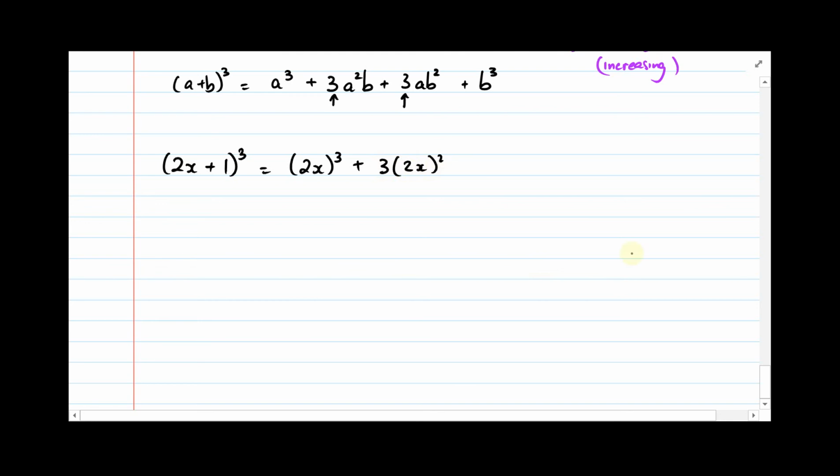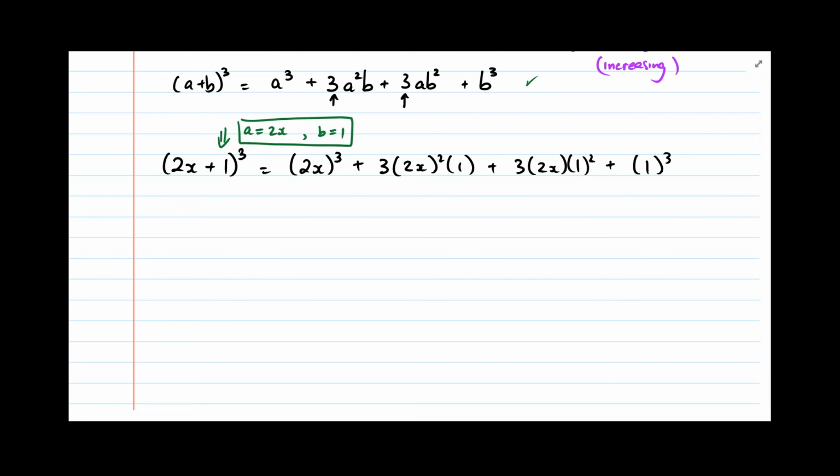3, 2x squared. And 3, 2x, 1 squared. And 1 cubed, right? What we're doing here is we're saying let a equal 2x and b equal 1, right? So take a moment, look and see that indeed these are exactly the same. It aligns exactly with the pattern that was shown above, and we have this.